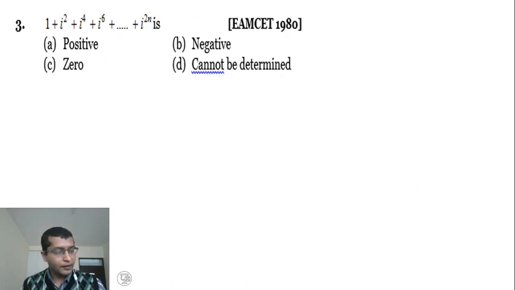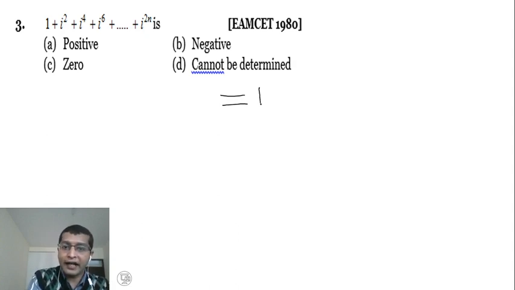Next we will move to the third example. In this example, it is given that 1 plus i^2 plus i^4 plus i^6 plus so on plus i^2n is equal to what. For that we need to simplify, then guess the correct answer. The options are positive, negative, zero, cannot be determined. Okay, so now 1 we write as it is.